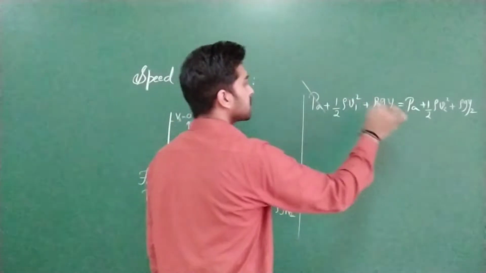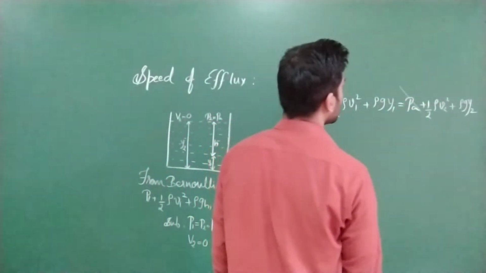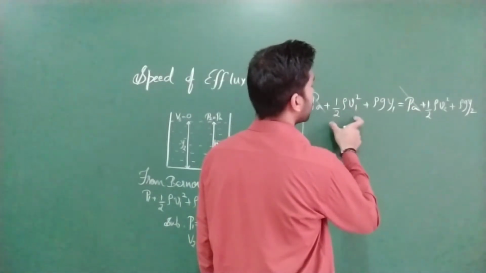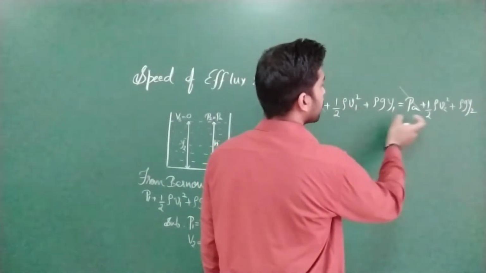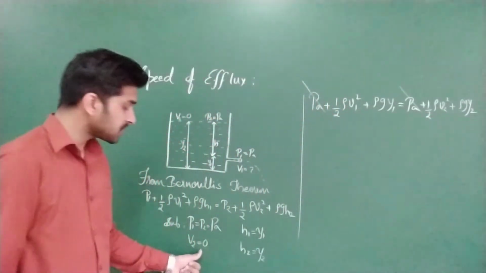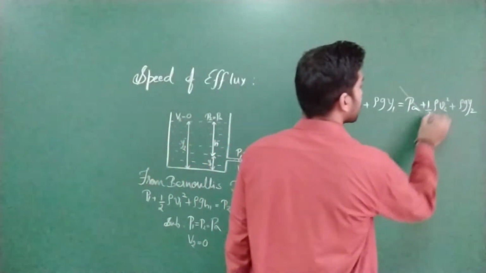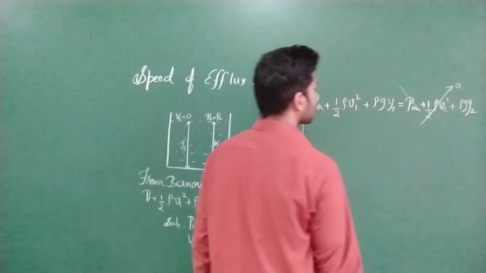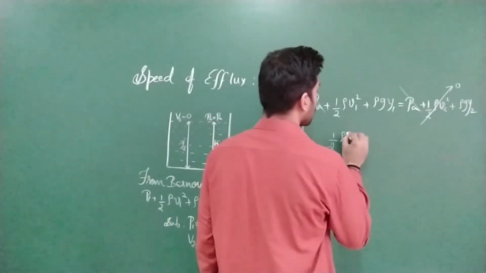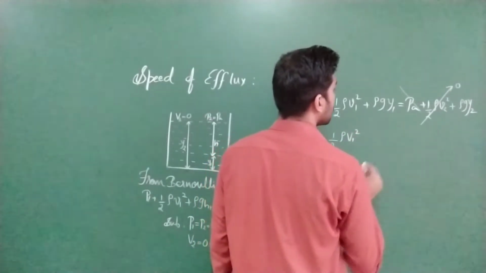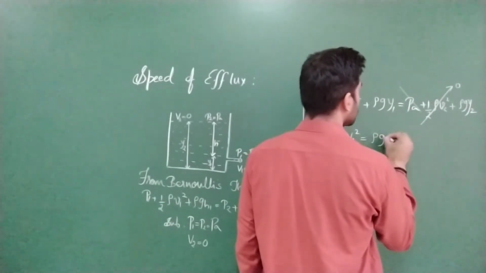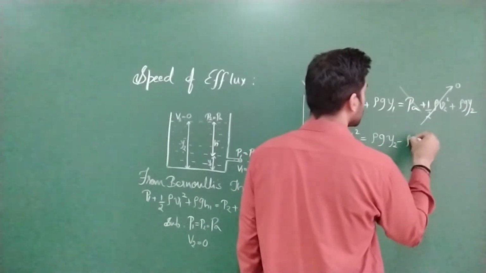So atmospheric pressure will get cancelled with atmospheric pressure. What are the things remaining? Let us see. Here half rho V1 square, here rho g y1, here half rho V2 square, rho g y2. V2 value we are going to substitute as 0. That means this term will become 0. So what is remaining? Half rho V1 square is equal to rho g y2 minus rho g y1.